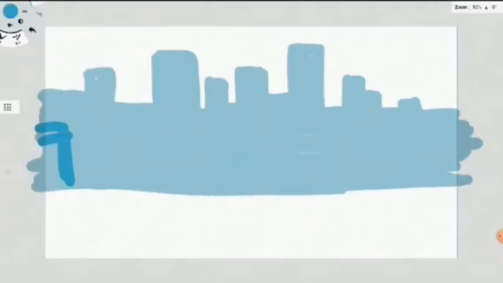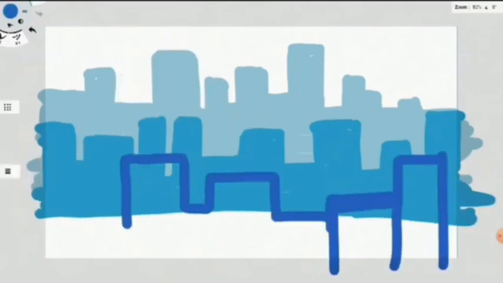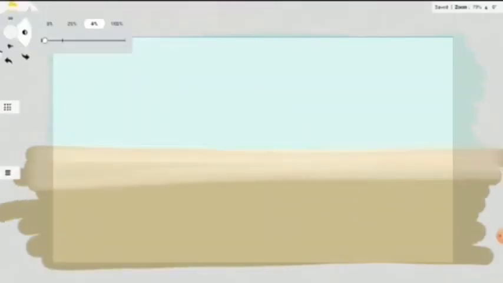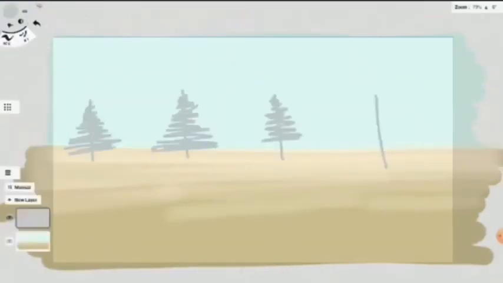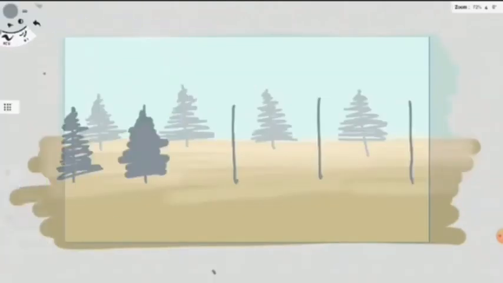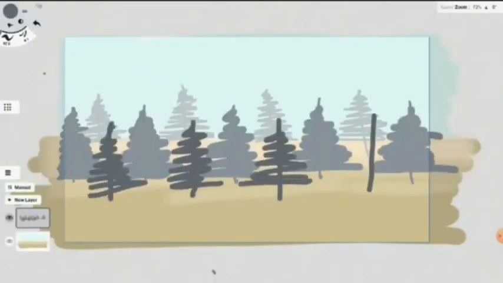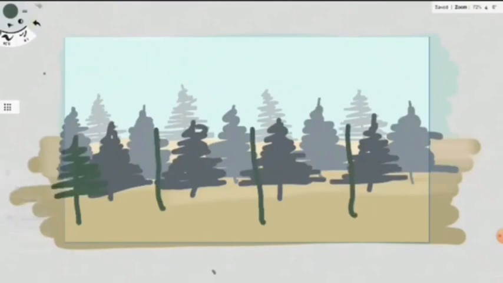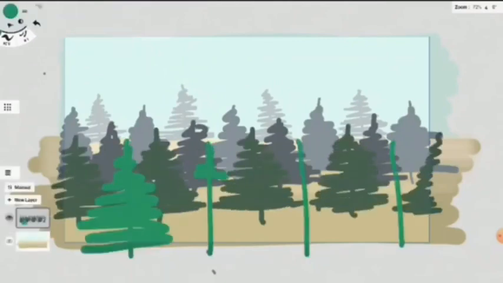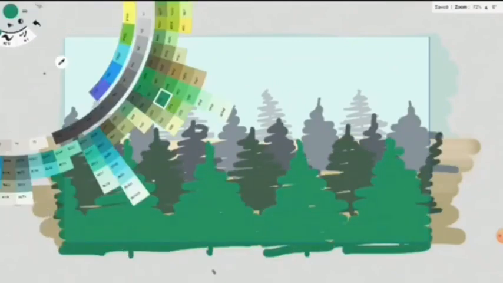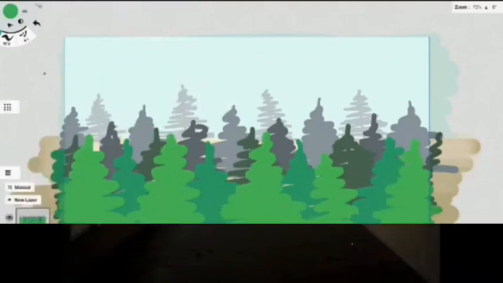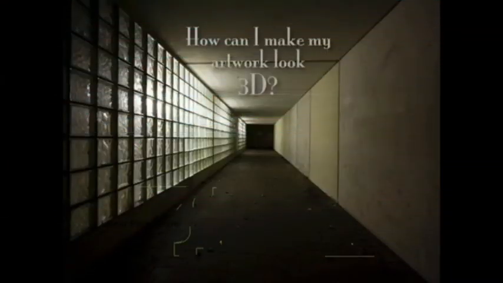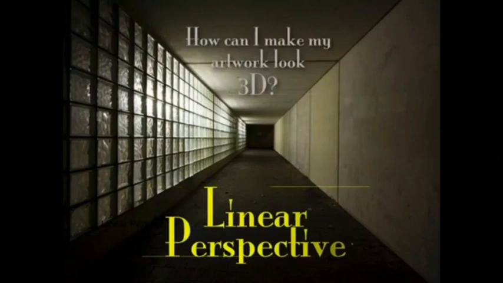The simple way to achieve a sense of depth and distance using aerial perspective is by shading or painting distant objects much lighter than objects in the foreground. That is, you shade or paint objects that are far away from you with lighter colors or light shades. So now I'm going to discuss linear perspective.